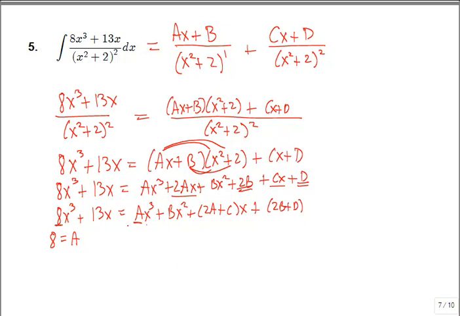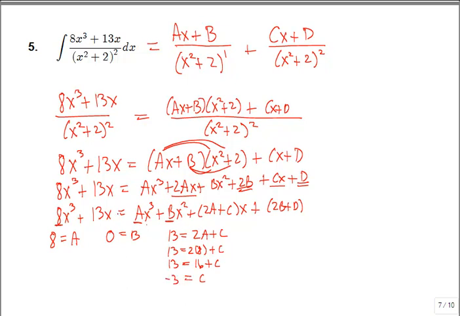Now if I look at the square terms, there is no square term over here, so the coefficient of the square term on the left is a 0. What's the coefficient of the square term on the right? It's this b. So that means b must be 0. Then over here, the linear term, the coefficient is a 13. And on the right side, my linear term has this coefficient 2a plus c. But remember, we know what a is. A is 8. So that tells me that 13 equals 16 plus c, so c must be -3.